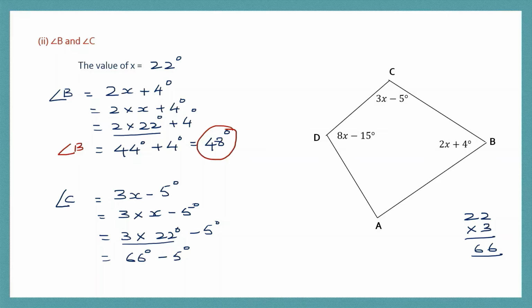So let's subtract that. 66 minus 5. 6 minus 5 is 1 and then 6, 61. So we have found angle C to be 61 degrees. So that is the value of angle C, 61 degrees. So we found angle B to be 48 and angle C to be 61 degrees.